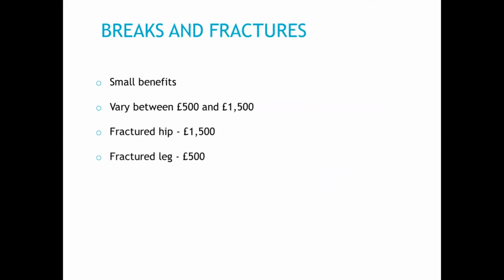Also, the Hayes Parsons scheme has been extended to provide a small benefit for breaks and fractures being temporary disablements. These typically vary between 500 to 1,500 depending upon the injury. So for example, a fractured hip would pay 1,500, whilst a fractured leg would pay out 500. We are finding that these smaller claims are being called upon more and more, not least in respect of sports injuries.